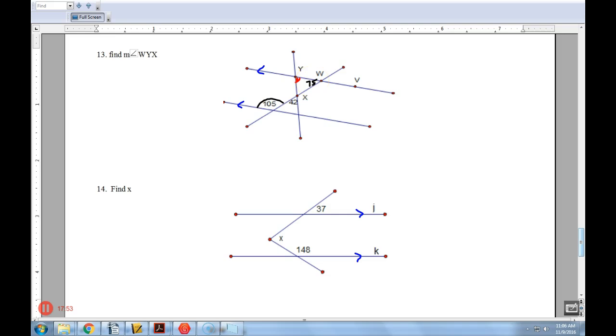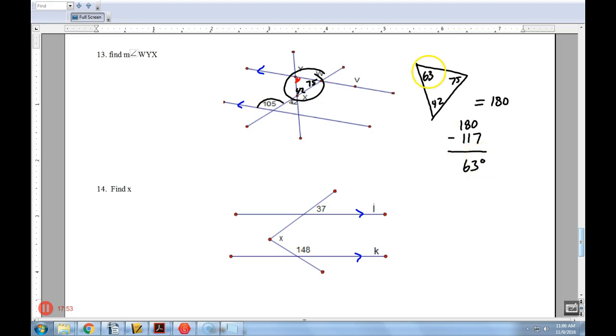I can play a vertical angle game, and this is 42. And now let me just blow this up because it's getting kind of cramped in there. But I have a 75, I have a 42, and we do know that triangles have to add up to 180. So far, 42 plus 75 is 117, and subtracting from 180, that is going to give me 63 degrees. So I believe that is the answer to our question, 63 degrees.